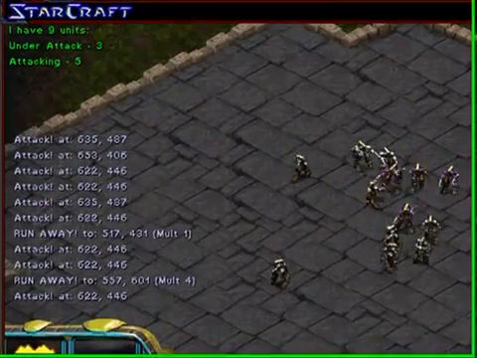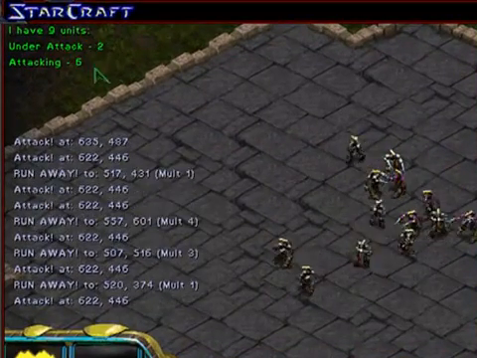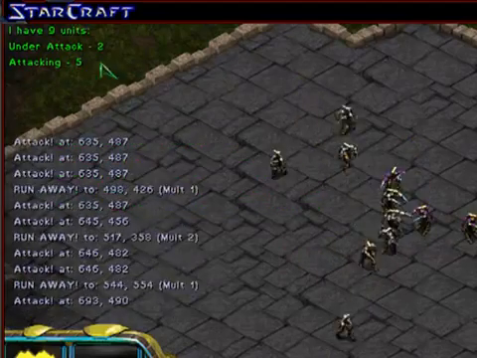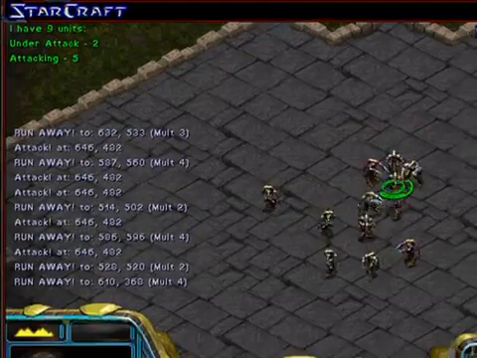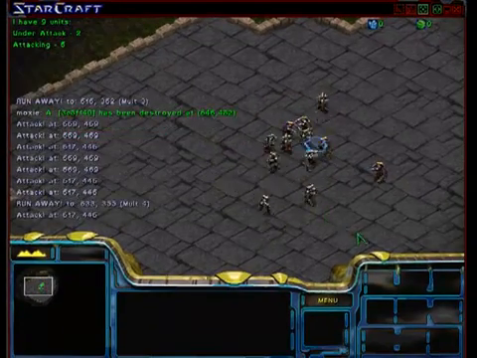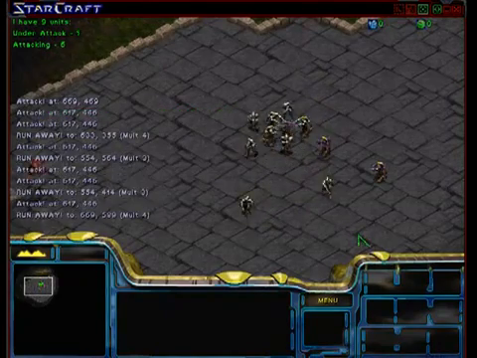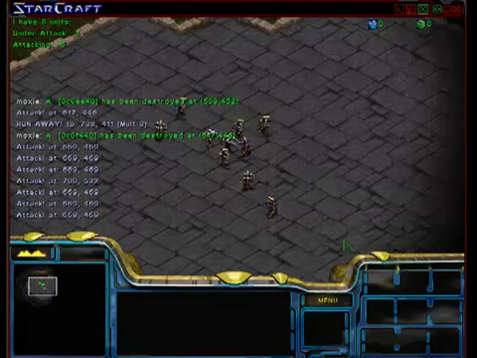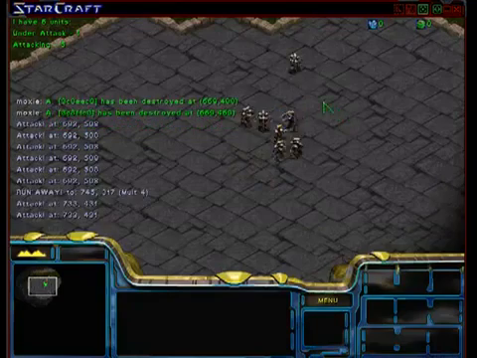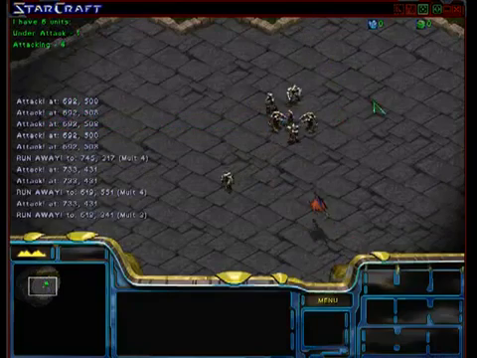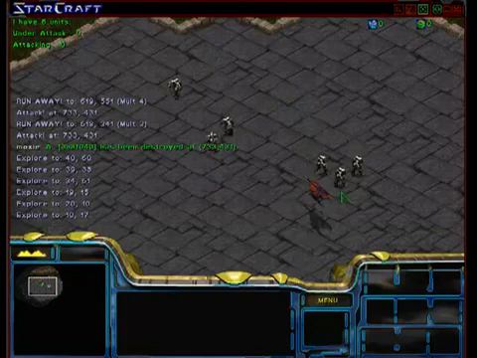In the top left hand corner of the screen, you'll also notice that we have how many units are remaining, and how many units are under attack, and how many units are attacking. Again, our AI succeeds with 6 units remaining.